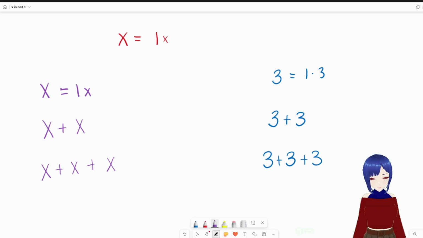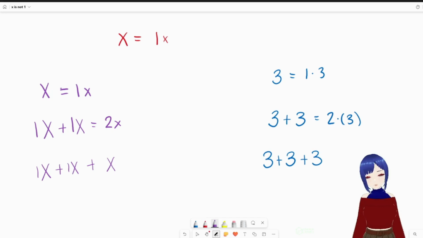So if I had x plus x, remember we just said that it's 1x. So there's 1x plus 1x, which is 2x, because there are 2 of them. If we had 3 plus 3, there are 2 of them. We know that 2 times 3 is 6. We know that 3 plus 3 is 6.